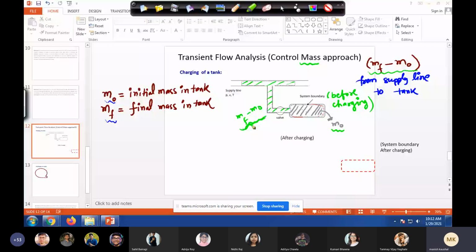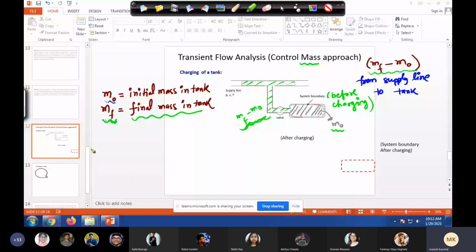Why am I enveloping MF? You answered correctly. Can you give some insight into why we are taking MF as the control mass? Because it's the final mass. Very good. It is the final mass of the tank. Since ultimately the analysis will go to MF, the final mass in the tank, you have to envelop it from the beginning itself. Although it's the final mass, since you are taking the control mass approach, you have to envelop this mass from the start of the analysis itself.